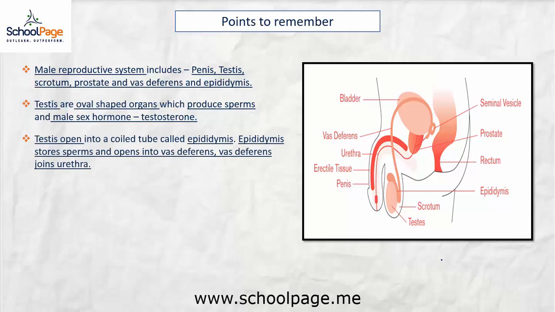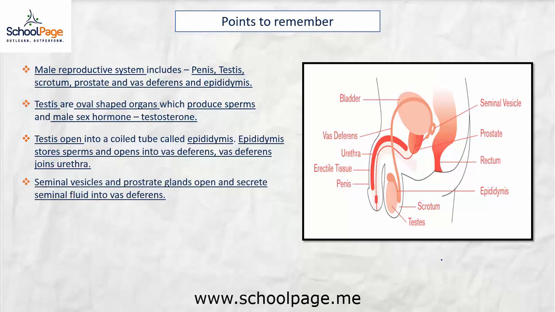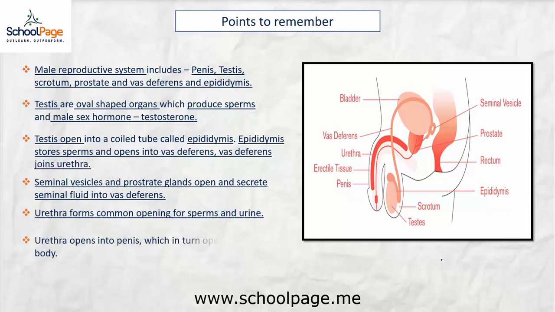So the testis open into epididymis, which in turn opens into vas deferens, and vas deferens joins urethra. Seminal vesicles and the prostate glands are very important as they secrete a fluid, seminal fluid, into the vas deferens, which are very important for the nourishment of sperms and their movement. So urethra opens into an organ called penis and is a common opening for both sperms and urine. Penis opens outside the body. So these were important points regarding the male reproductive system.